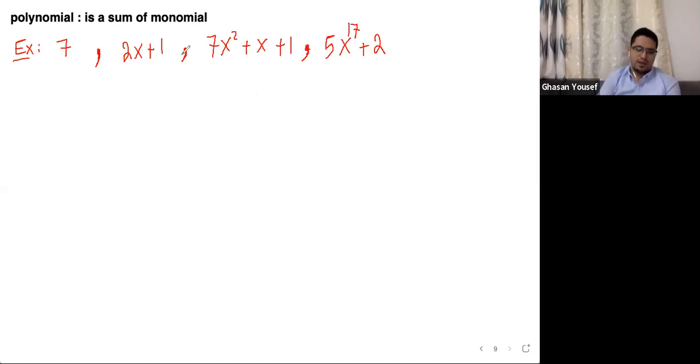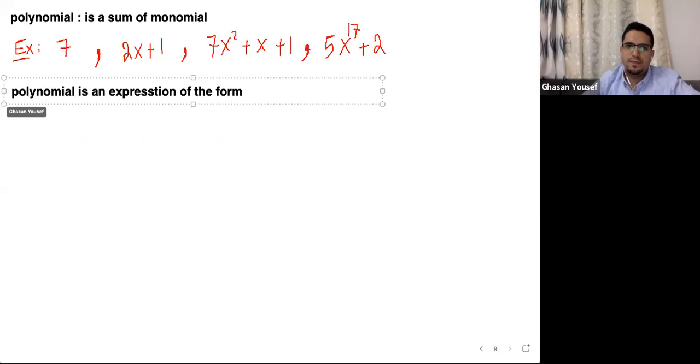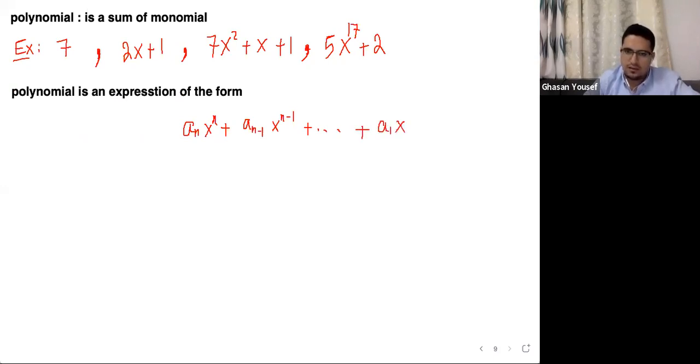So I'm going to give you the formal definition for a polynomial. A polynomial is an expression of the form a_n x to the power n plus a_(n-1) x to the power n minus 1, and so on. You don't have to memorize these things, you just have to know the meaning of polynomial, the general formula for the polynomial. Here, a0 is a number, all of these a's are real numbers.